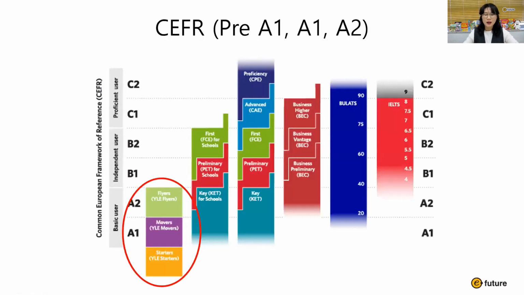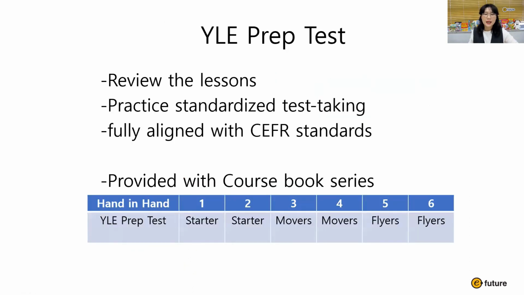So this is CEFR, and our main focus is A1 and A2. We do have some B1 and B2 books for secondary, but our main focus is A1, A2. So in the YLE level, we have Starters, Movers, and Flyers. We provide a YLE prep test with our coursebook series, so that you can review the lessons and practice standardized test-taking skills, and our books are fully aligned with CEFR standards. So this is for all our course books, and I'll be talking about this in more detail later on.